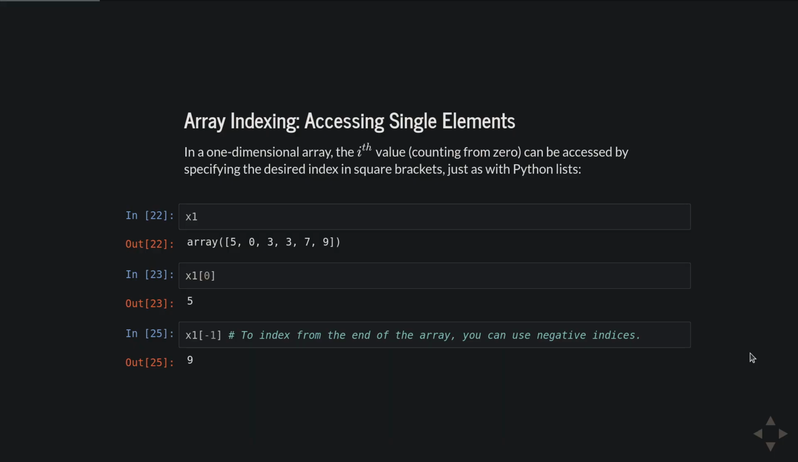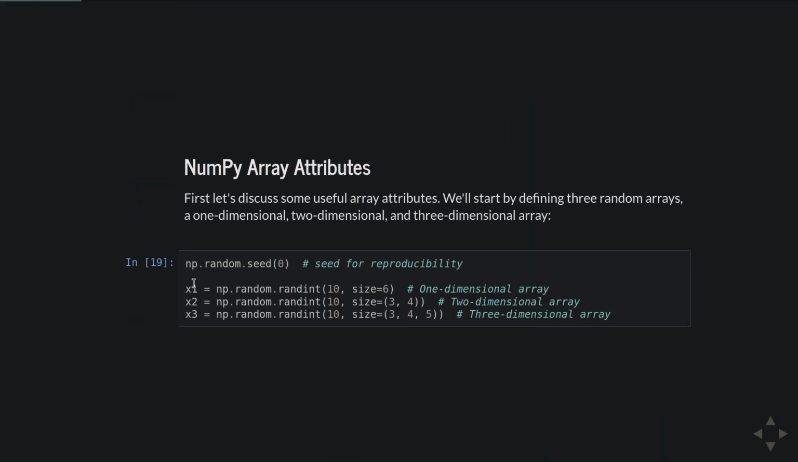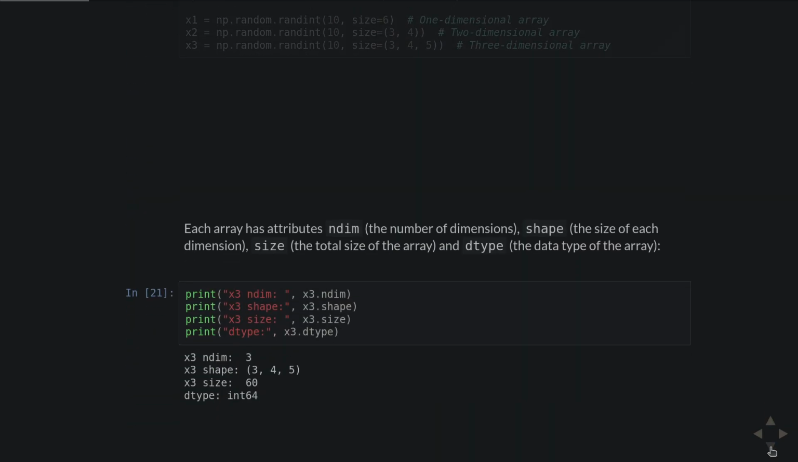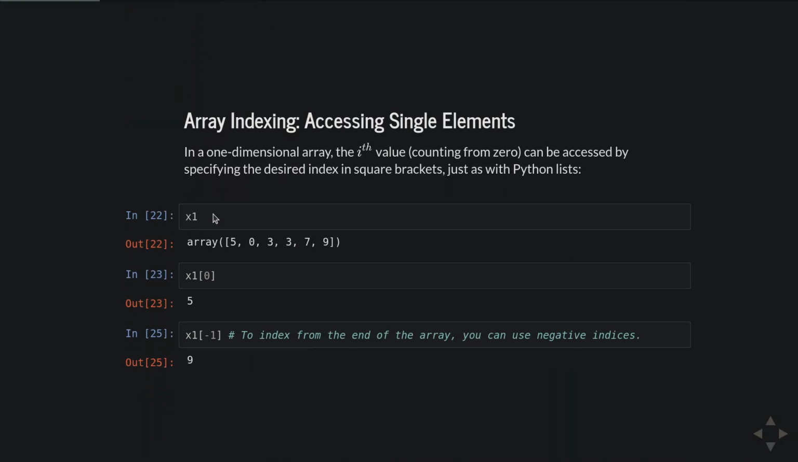Okay, so we have created these three arrays up here. So again, just to let you look at that, we have x1, which is a one-dimensional array, x2 is a two-dimensional array, and x3 is a three-dimensional array. Okay, so here we have x1. It's just 5, 0, 3, 3, 7, 9, just a single array. We can index that directly just like we index lists in Python. Okay, so the name is x1. I can use the square brackets and then grab some value out of it.